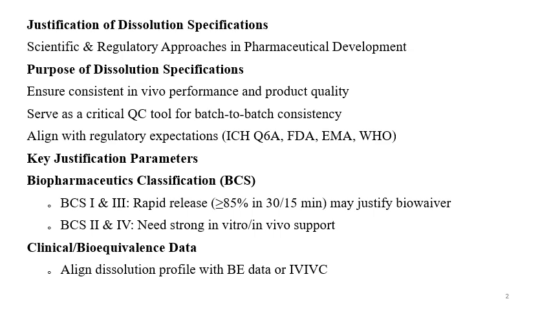Always use mild conditions for the dissolution testing and follow the guidelines. Then for BCS class 2 and 4, as these APIs are insoluble or low soluble, they need strong in vitro and in vivo support. That means biobatch dissolution will serve as a criteria for setting the dissolution. Clinical bioequivalence data: align the dissolution profile with BE data or justify through the IVIVC.